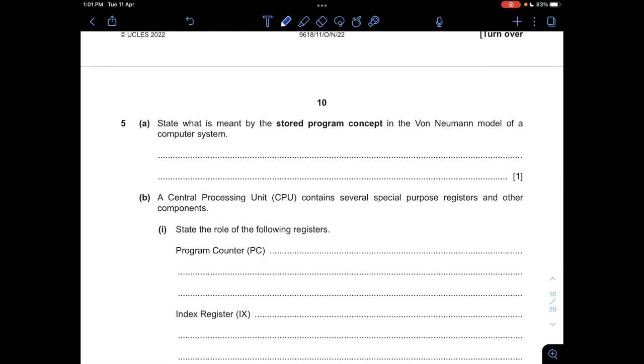State what is meant by the stored program concept. So this is in the von Neumann architecture. So this would be instructions and data are stored in the same memory space.